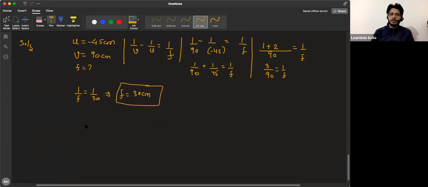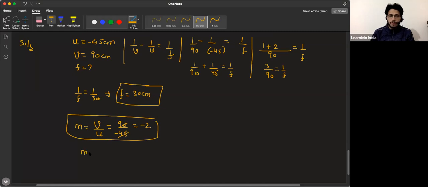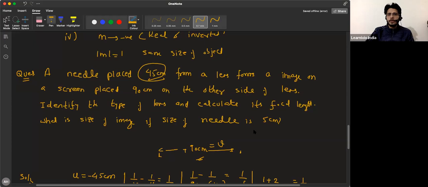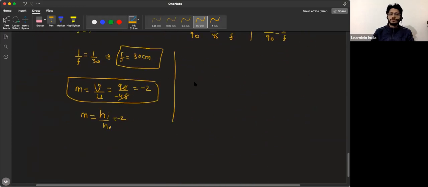So once you have focal length, you can get the value of magnification. Magnification is V by U. V is 90, U is minus 45. When you cancel them out, it comes out to be minus 2. Magnification you can write as height of image by height of object, which is minus 2. The height of image is not given. Height of object is 5. So height of image by 5 is equal to minus 2, so we have height of image as minus 10 centimeters.